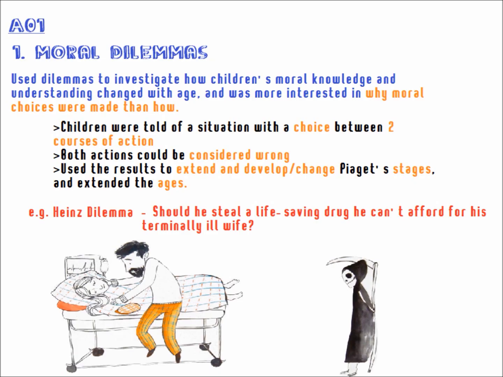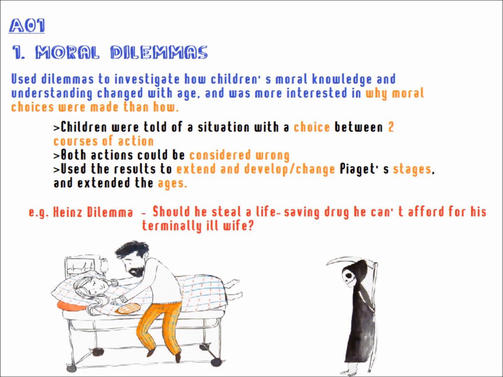Kohlberg used moral dilemmas to investigate how children's moral knowledge and understanding changed with age, and was more interested in why moral choices were made than how. Children were told of a situation with a choice between two courses of action. Both actions could be considered wrong. He used the results to extend and develop Piaget's stages, and extended the ages to 20.